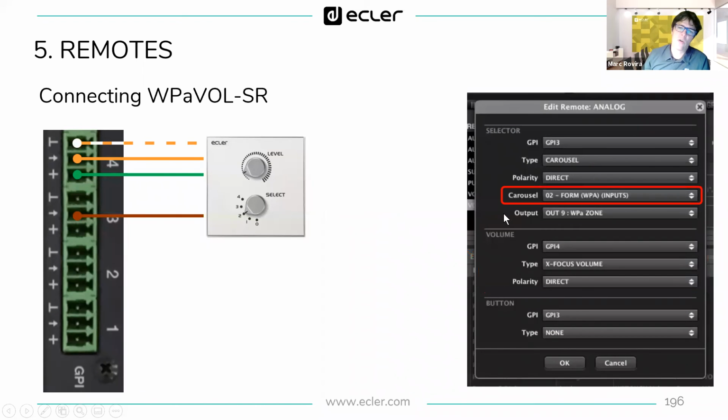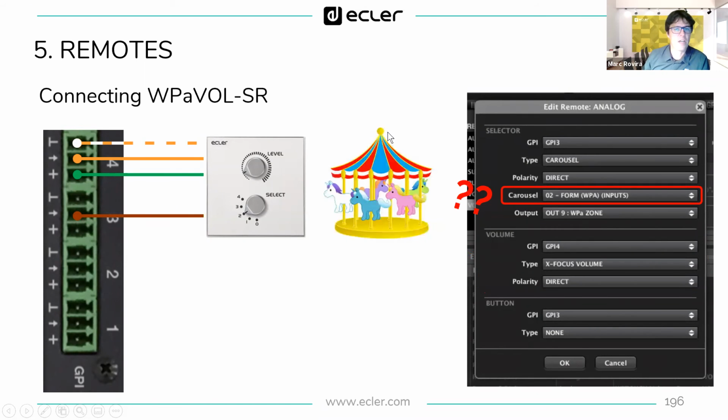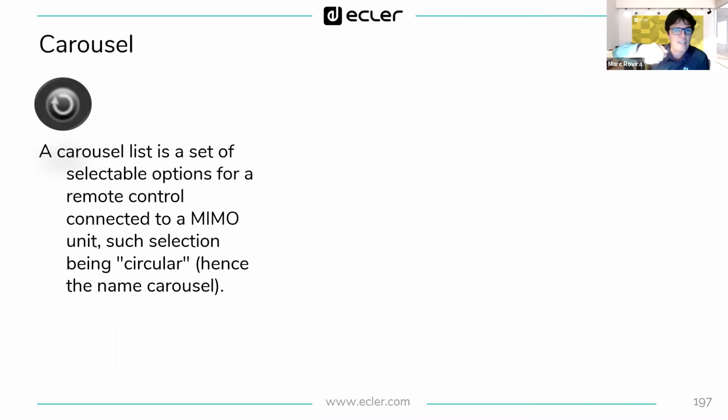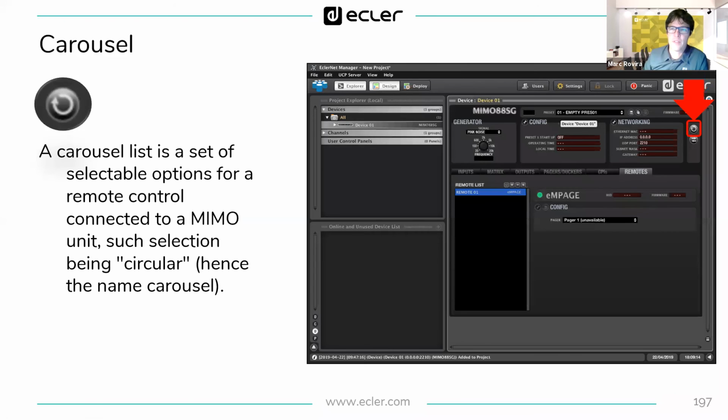So what is a carousel? A carousel is a selection, a list of options. You see, you have a white pony, a blue pony, or a pink pony, so you have a selection list for deciding in the selector. A carousel is a list of selectable options. Where do I find this button? Here, over the events buttons, you find a carousel.